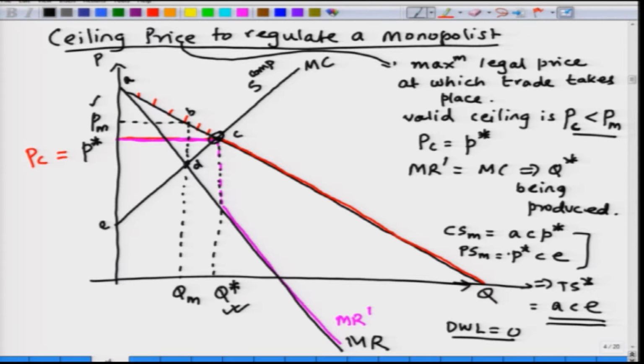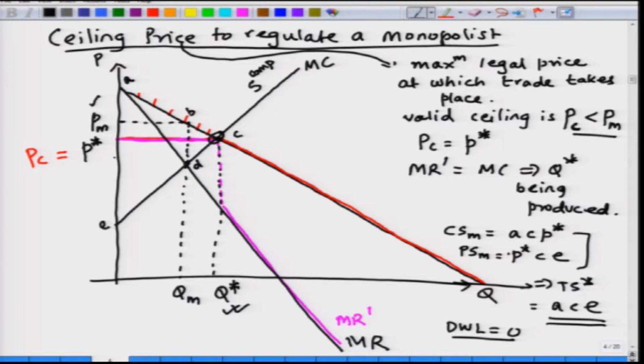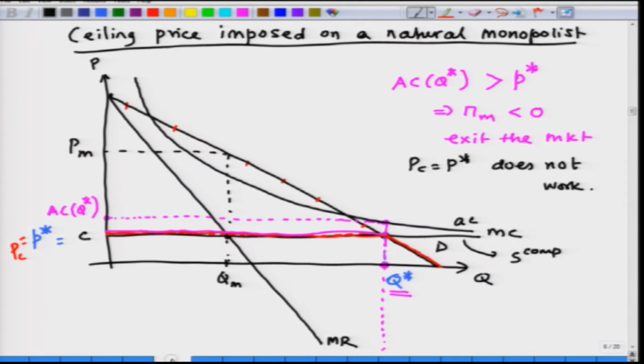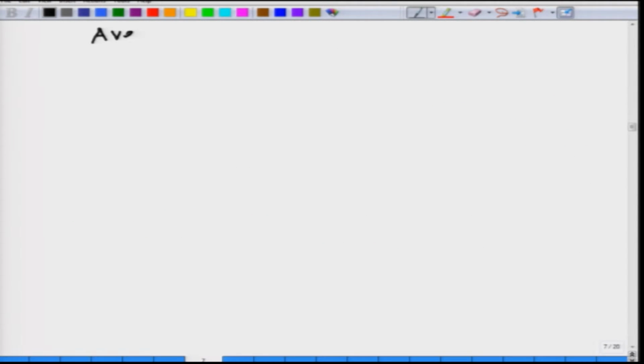One more point to note, which I missed mentioning earlier, is that in a competitive market, the competitive price is P star, and if we wanted to impose a ceiling price there, it would have been lower than P star. That ceiling price would actually lead to a deadweight loss, but a ceiling price imposed on a monopoly market actually gets rid of the deadweight loss. A ceiling price equal to the competitive price imposed on a natural monopoly does not work. So, if that does not work, what should we do? How should a natural monopolist be regulated? We use what is called average cost pricing.